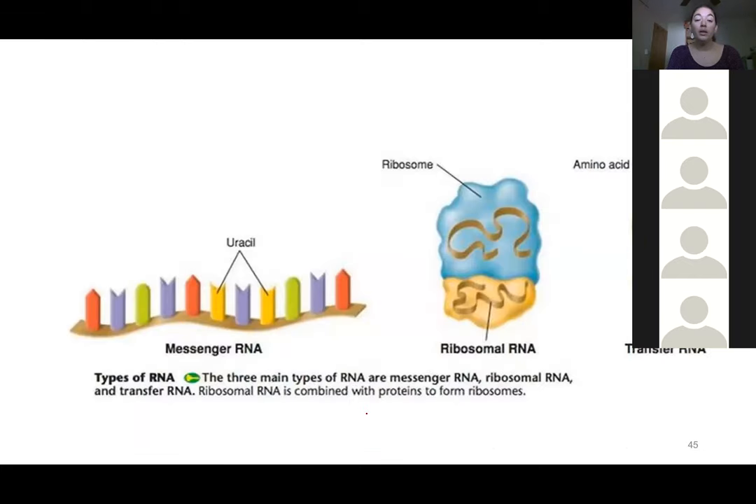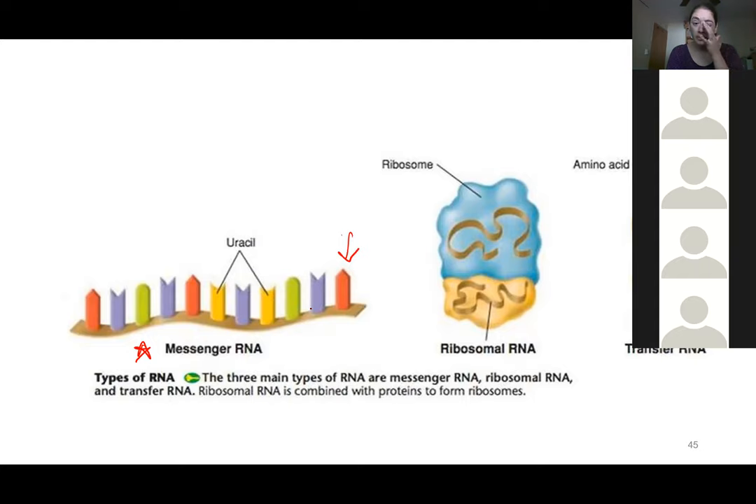Okay, here we have an illustration showing you the three types of RNA molecules. Messenger RNA, the first one, is typically a long, single strand. It's not folded or anything like that. A long single strand, and attached to it, you have your nucleotide bases. Because it's RNA, you have uracil instead of thymine.